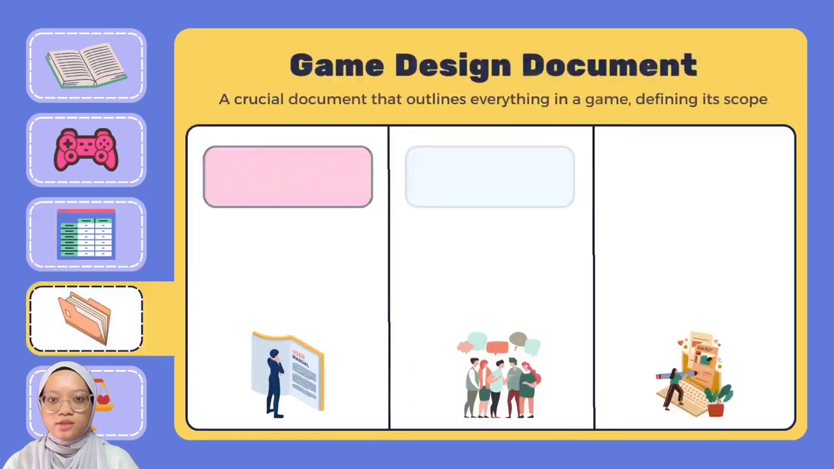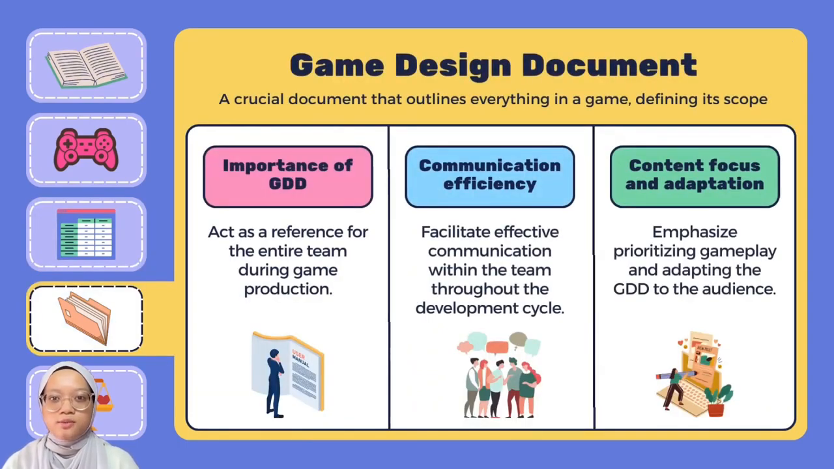Next, we have the game design document, or GDD. The game design document is a crucial document that outlines everything in the game, defining its entire scope, which programmers use to create the game. GDD acts as a reference for the entire team during game production. Despite being time-consuming to create, GDD facilitates effective communication within the team to ensure clarity and minimize misunderstanding.